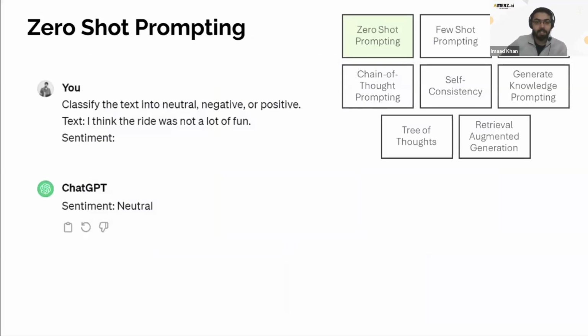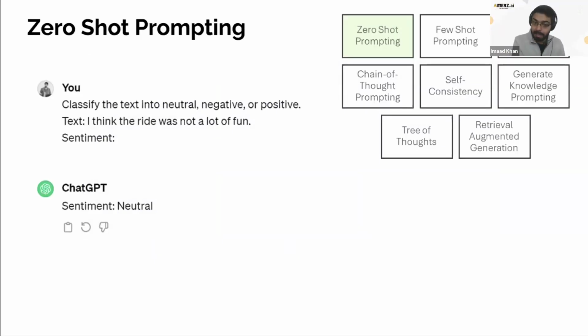So, zero shot prompting, and this is a very popular, common way of prompting. Everybody does this. Anybody who has used an AI system has done zero shot prompting. This is basically like: classify the text into neutral, negative, or positive. I think the ride was not a lot of fun. Sentiment, and then sentiment is neutral.